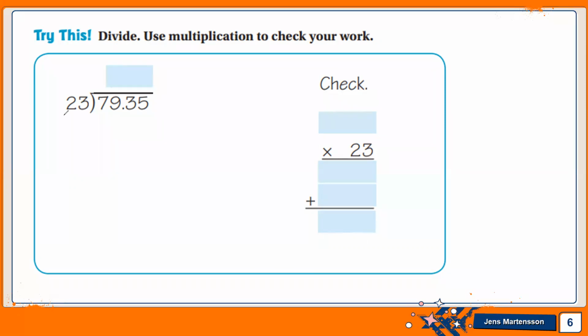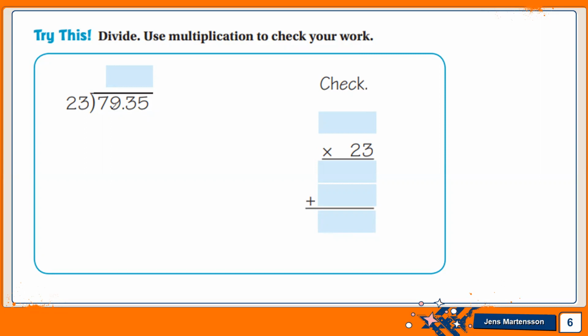79.35 divided by 23. Yalla, the first one, 7 divided by 23. Can you divide a small number into a big one? No, bravo. So what do you have to do next? No. You have number 9. 79.